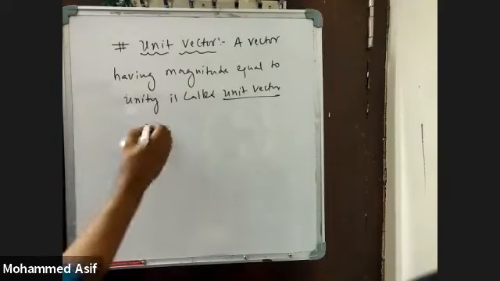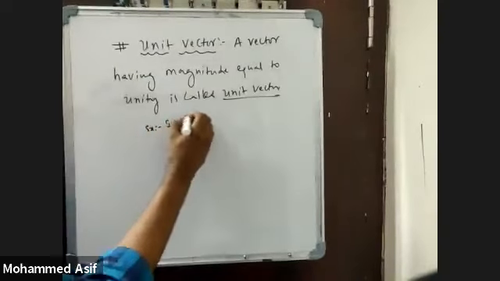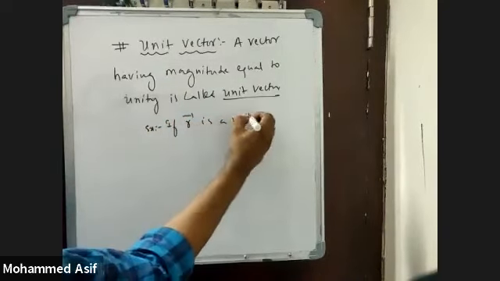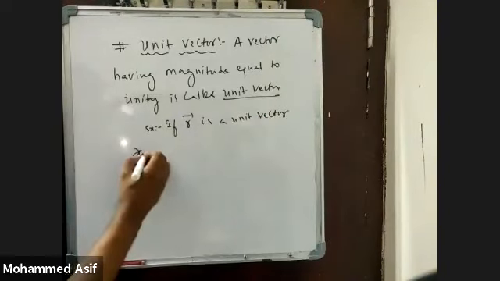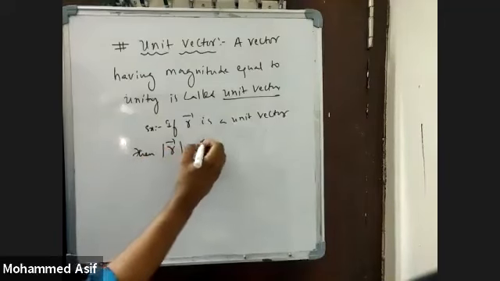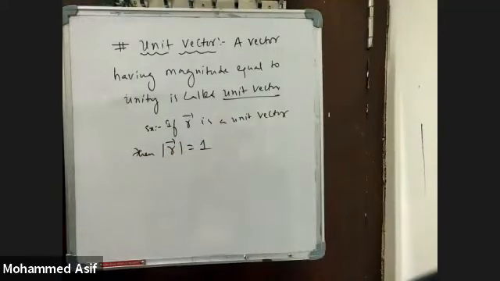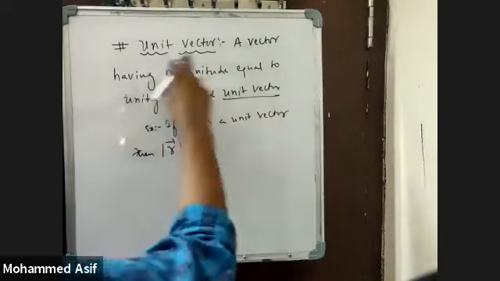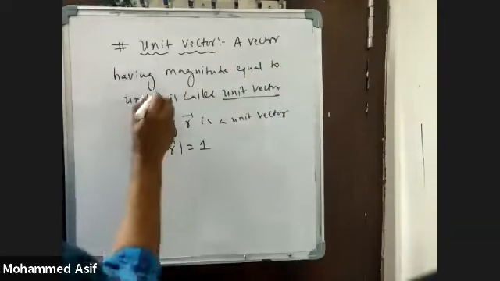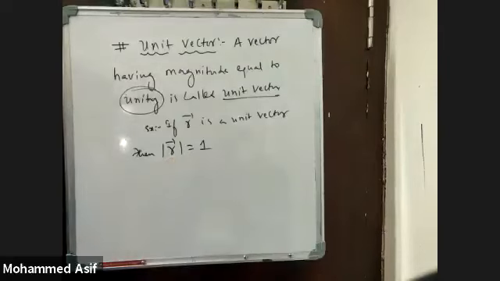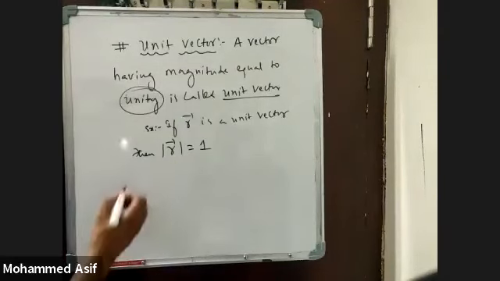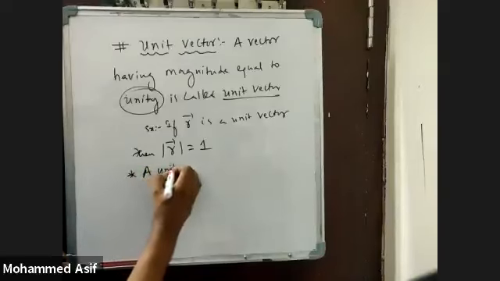If r bar is a unit vector, then the magnitude of r bar is taken as 1 for the calculations. So now, what is a unit vector? A vector having a magnitude equal to unity is called a unit vector. If r bar is a unit vector, then mod of r bar is equal to 1. A unit vector is generally represented by a unit vector.